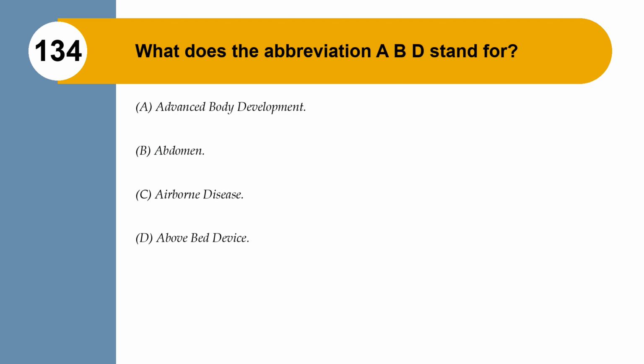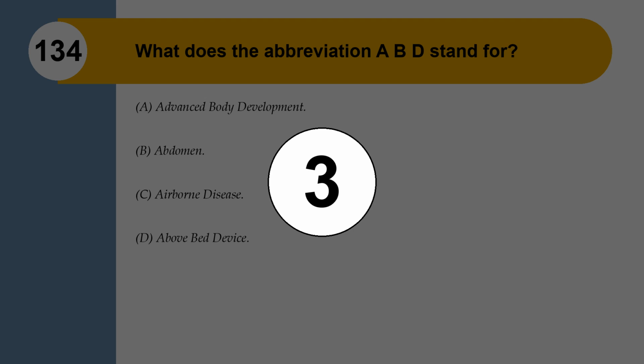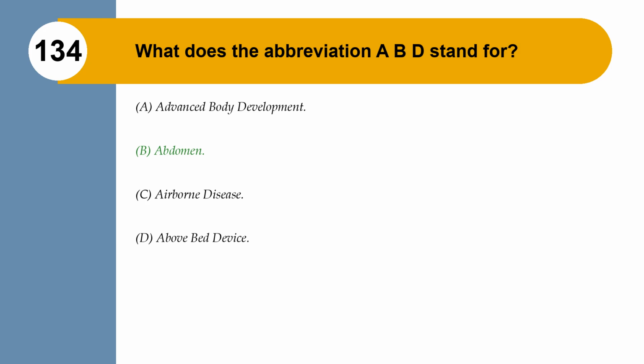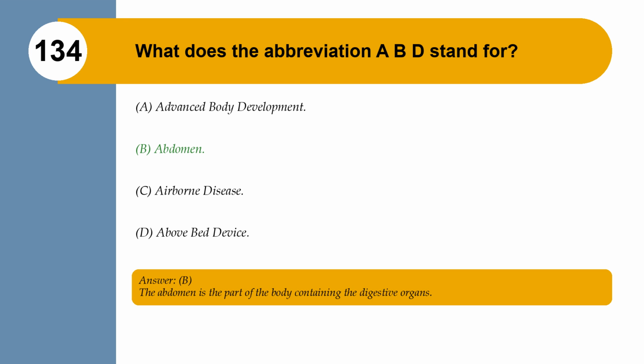Question 134. What does the abbreviation ABD stand for? Option A, advanced body development. Option B, abdomen. Option C, airborne disease. Option D, above bed device. The correct answer is option B, abdomen. Explanation. The abdomen is the part of the body containing the digestive organs.